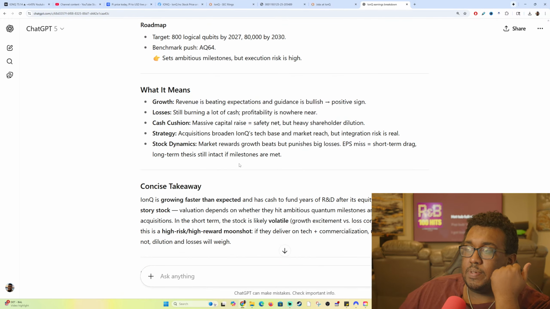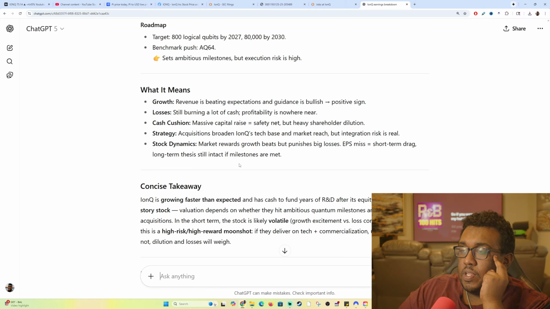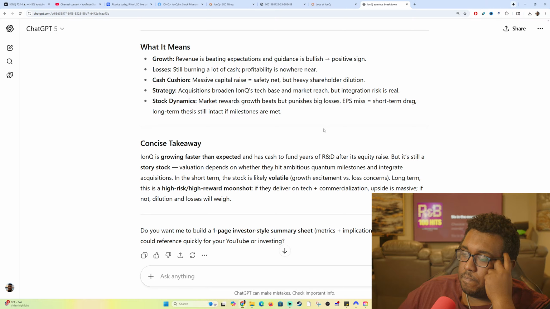So revenue is beating expectations and guidance is bullish, positive sign. Loss is still burning a lot of cash. Profitability is nowhere near. Cash cushion, a massive capital raise, safety net, but heavy shareholder dilution. Strategy, acquisition, broaden IonQ's tech base and market reach, but integration risk is real. And then stock dynamics, market rewards growth, but beats punishing big losses. EPS miss equals short-term drag. Long-term thesis still intact if milestones are met.